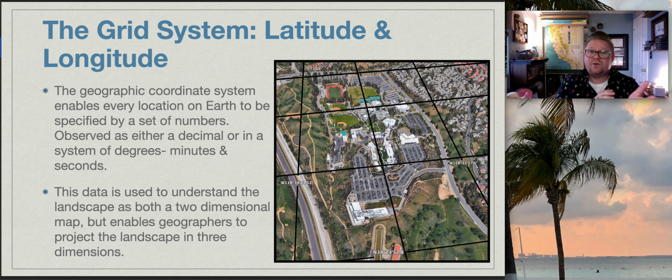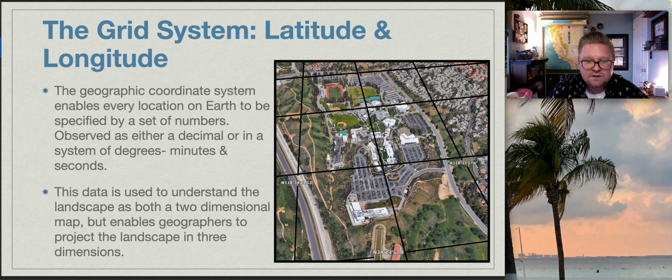So it says here, the geographic coordinate system enables every location on Earth to be specified by a set of numbers, observed as either a decimal or in a different system known as degrees, minutes, and seconds. So this here is broken up into degrees, minutes, and seconds, which is most commonly used on maps which are more large scale because the features are much larger to view. Smaller scale, when we look at a map of the United States, we would probably use decimal. It's a lot easier to use, but computers calculate that. Otherwise it becomes too complicated.